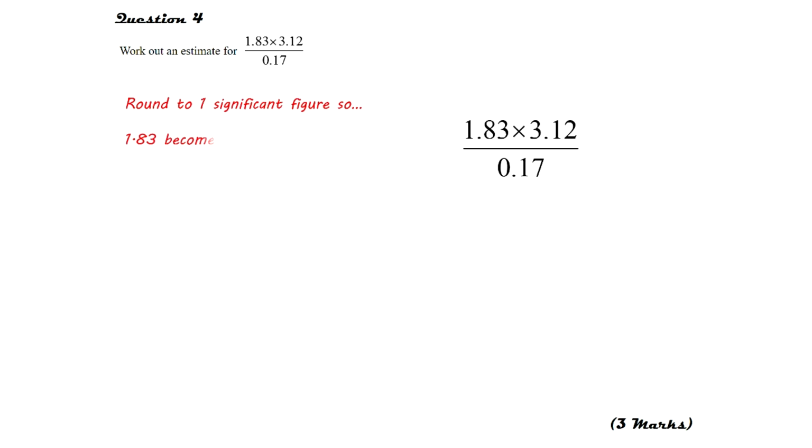So 1.83, if I round it, is going to become 2. And what I'm going to do is change that in my calculation. 3.12, if I round it to one significant figure, is going to become 3.